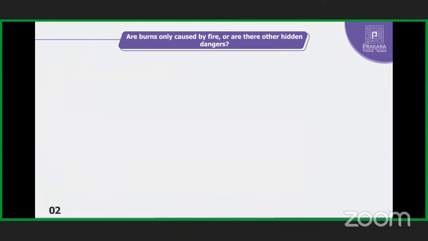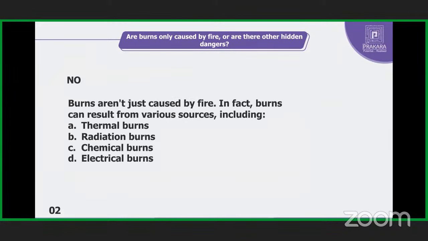Are burns only caused by fire or any other hidden dangers? No, there are other things to it. Burns aren't just caused by fire, they are also caused by thermal, radiation, chemical, and electricity also.